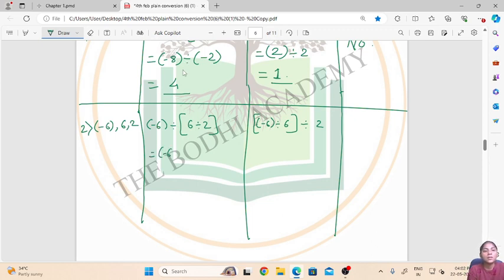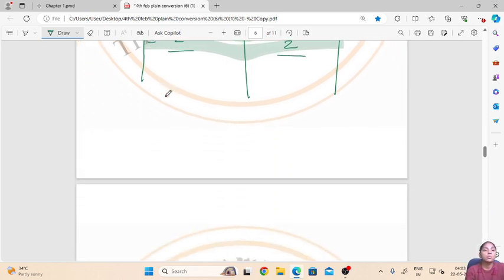This -6 will remain as it is. First we have to solve the bracket. So 2 3s are 6, and then here -6 divided by 3 will be -2. 3 2s are 6. Then again here we have -6 divided by 6. So we will get the answer as -1 divided by 2, which is -1 by 2. Now here also we are getting two different answers. So both the expressions are not equal to one another.